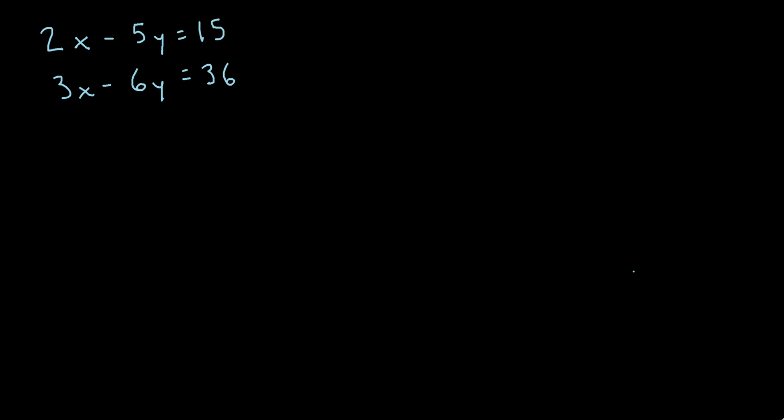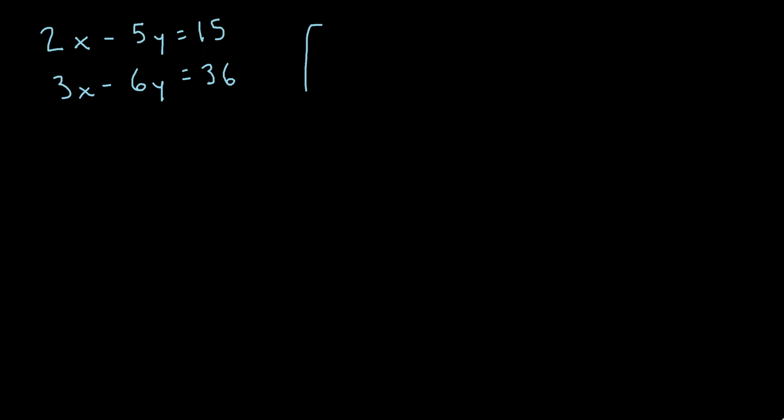In this video, we'll talk about how to solve a system of equations using an inverse matrix. So let's check out an example. We have the following two equations: 2x minus 5y equals 15, and 3x minus 6y equals 36. We want to figure out for what values of x and y will make both of these equations true. One way to do that is to use an inverse matrix. So here's how we do it.